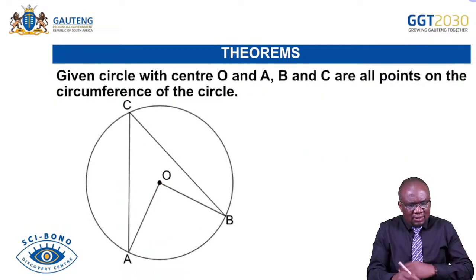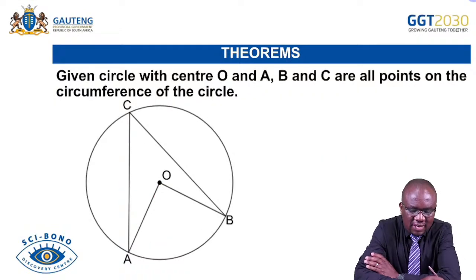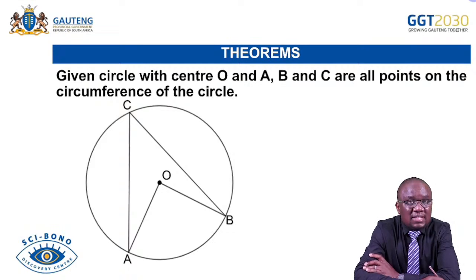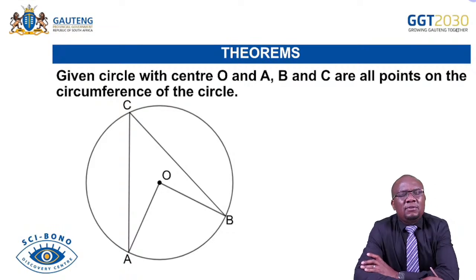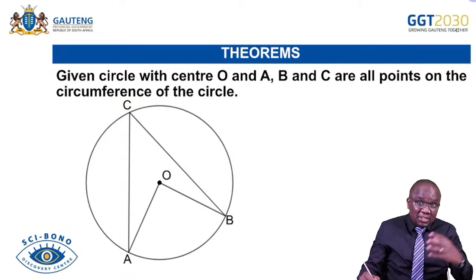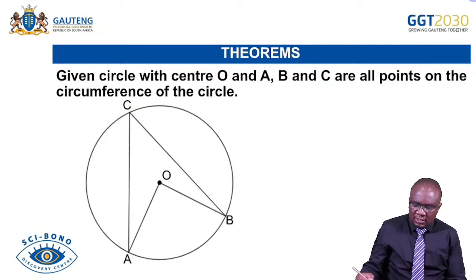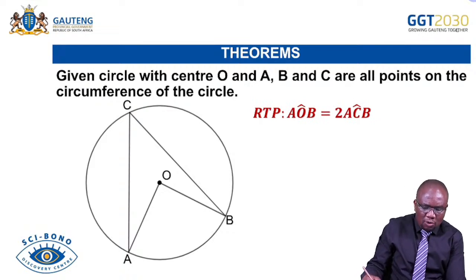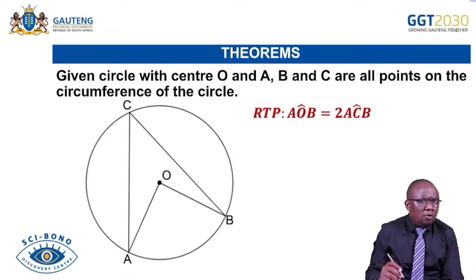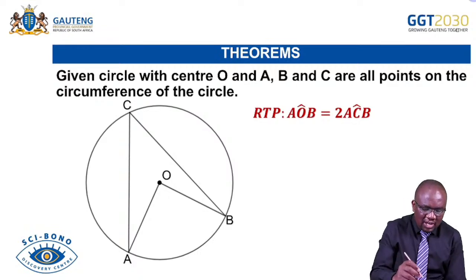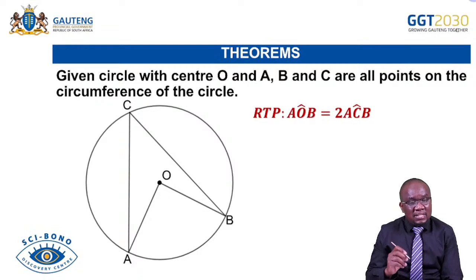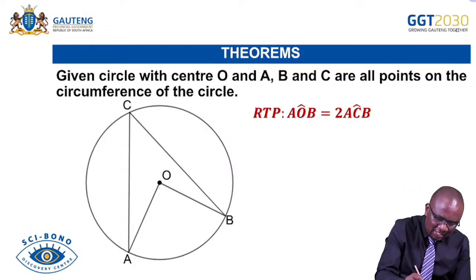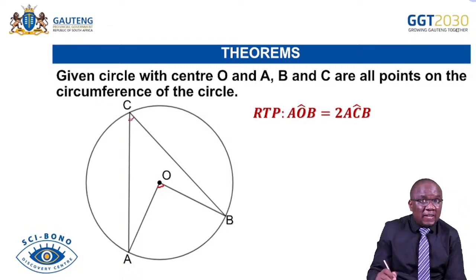Now, given a circle with center O and A, B, C are all points on the circumference of the circle, we want to prove that. You have to remember your theorems, your Euclidean geometry from the lower grades, okay? We are required to prove that AOB, do you see angle AOB? I want you to be able to see the angle. AOB is 2 times angle ACB. This angle here is 2 times this angle here. I want to prove that.